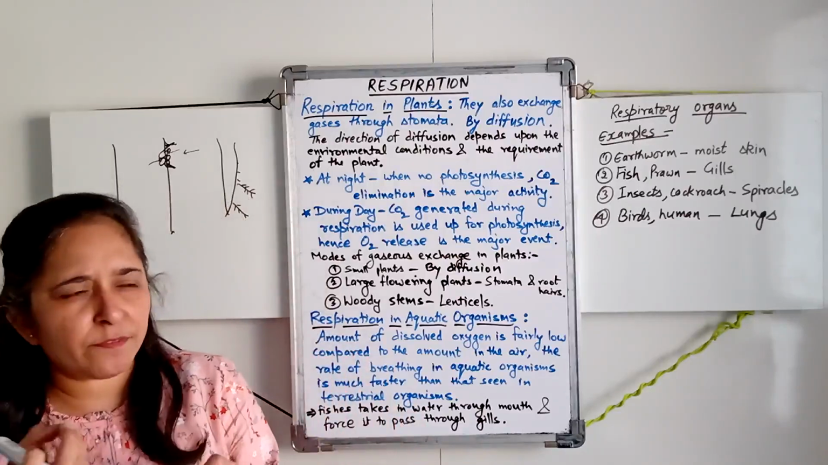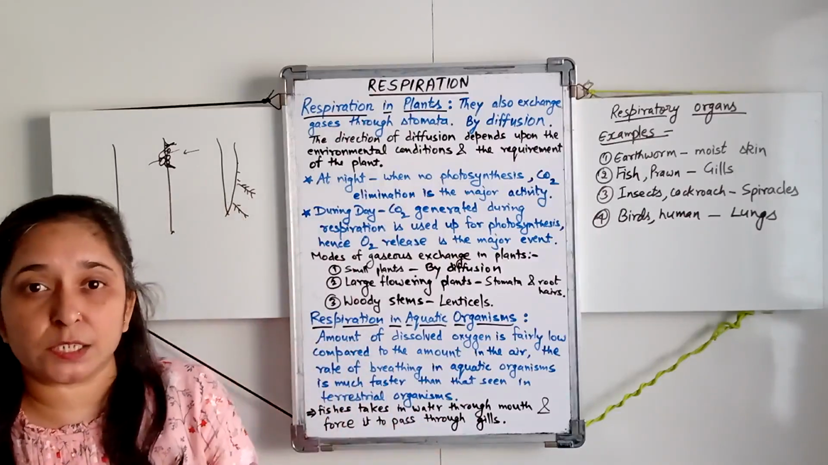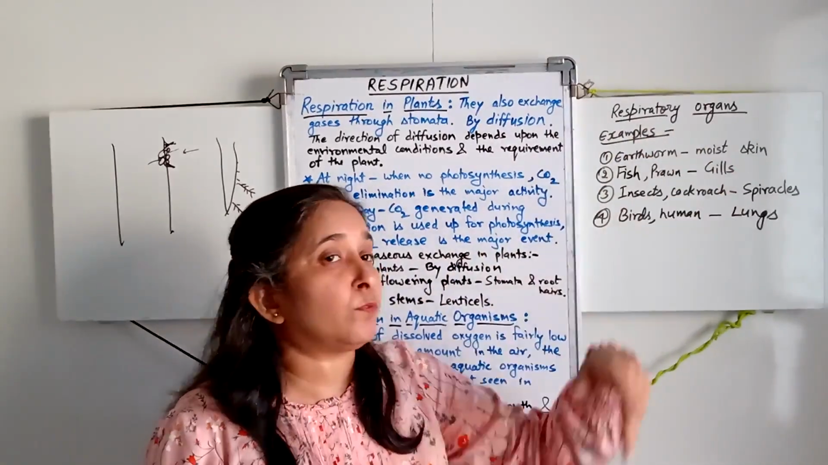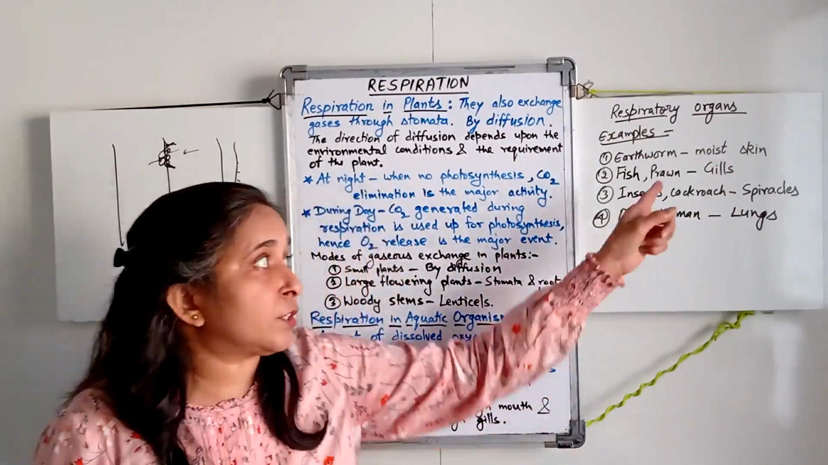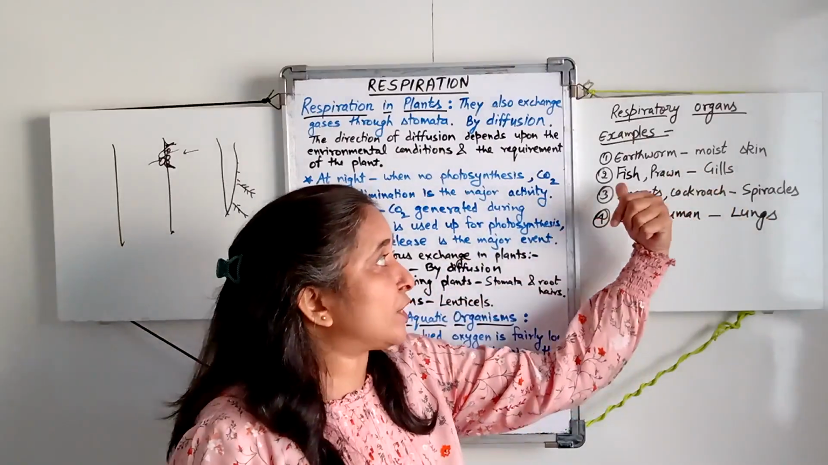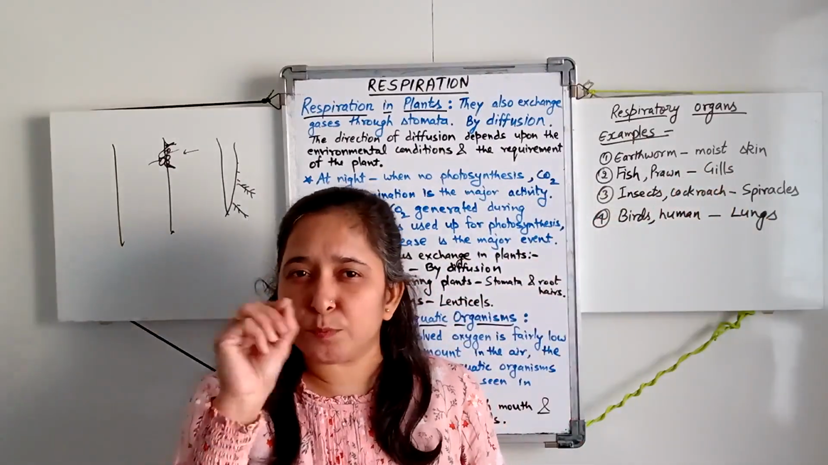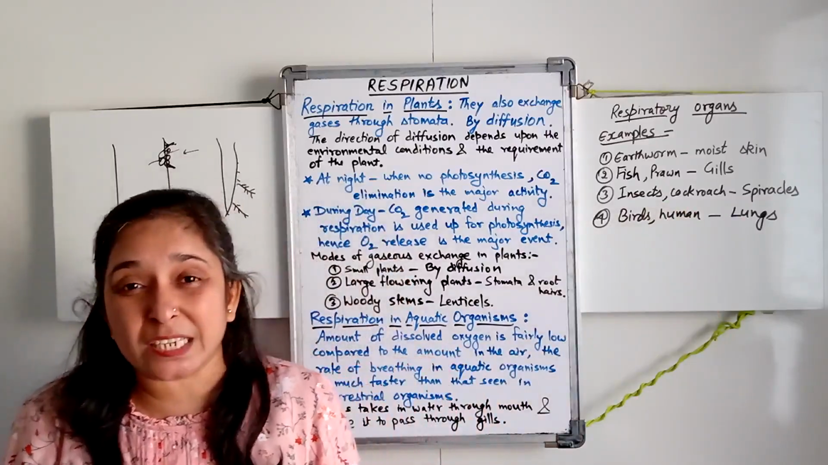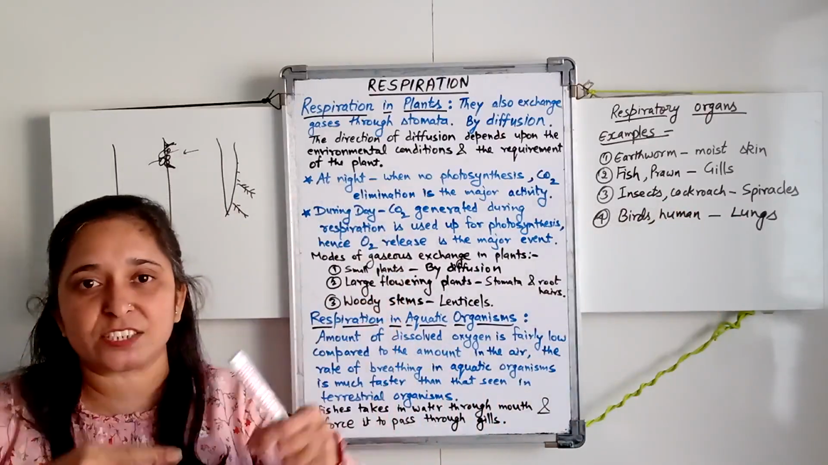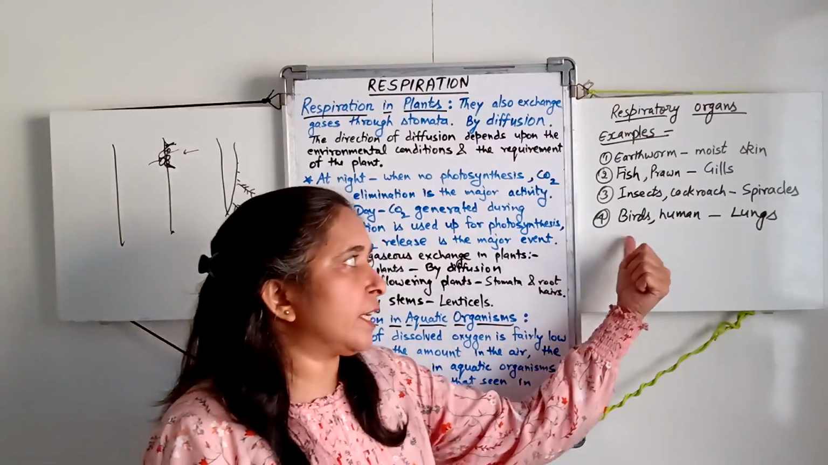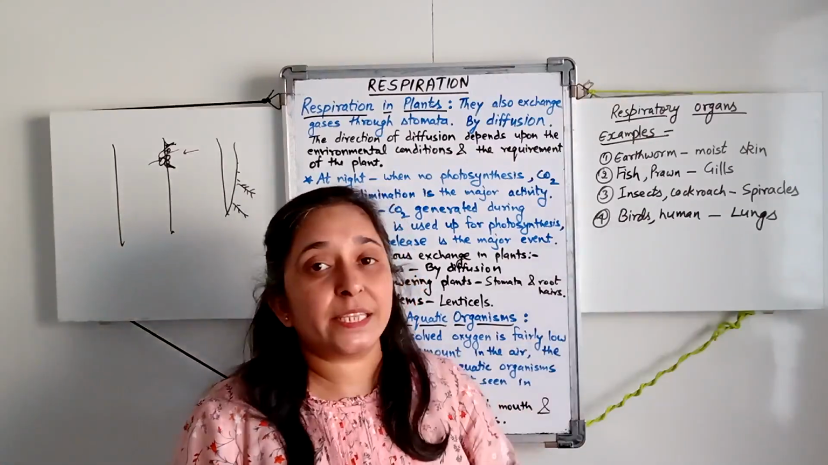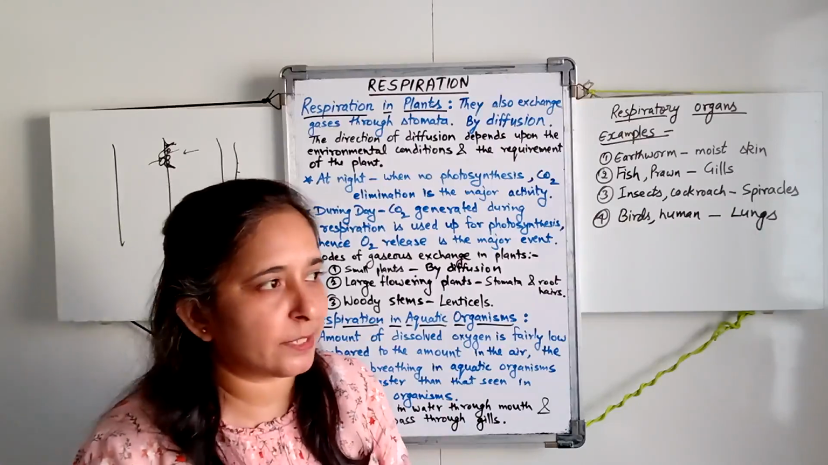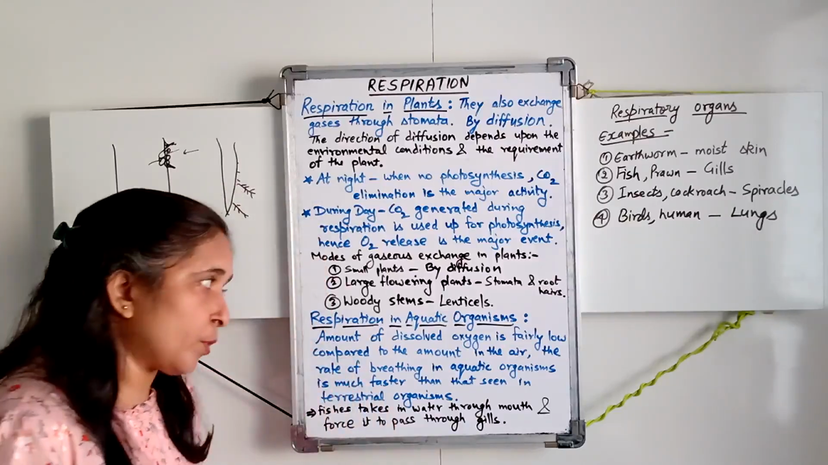Now I will give a few examples of respiratory organs in other organisms. What are the main respiratory organs? Respiratory organ examples: earthworm. How does the earthworm respire? Through the moist skin. Fishes and prawns respire with the help of gills. Insects, like the cockroach, have spiracles on the body, and through these they exchange gases. Birds, humans and dogs use lungs. With the help of the lungs they exchange gases and carry out the respiration process.